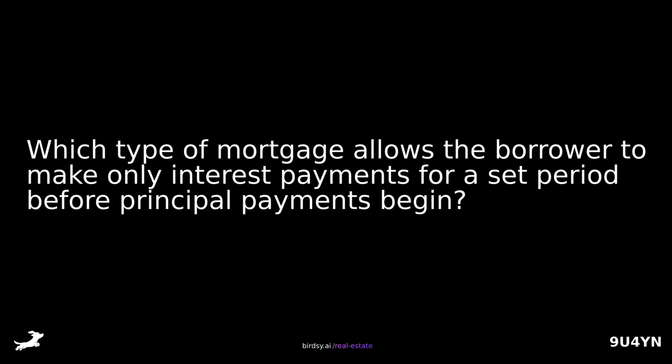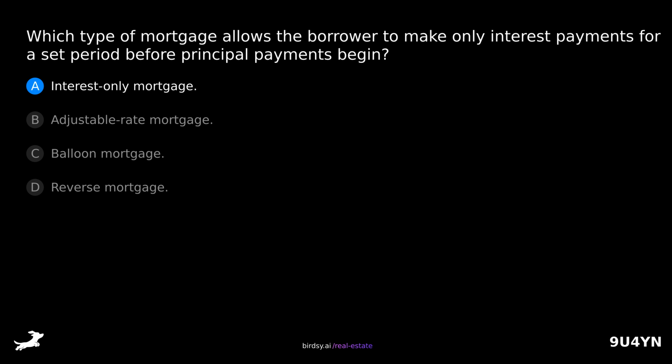Real estate finance. Which type of mortgage allows the borrower to make only interest payments for a set period before principal payments begin? Is it A, interest-only mortgage, B, adjustable rate mortgage, C, balloon mortgage, or D, reverse mortgage?